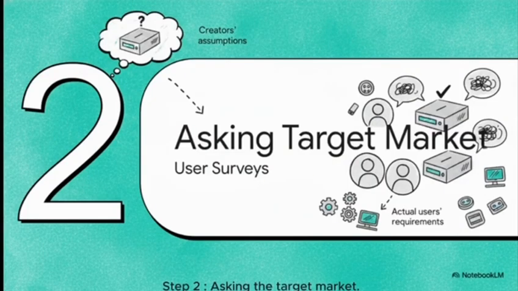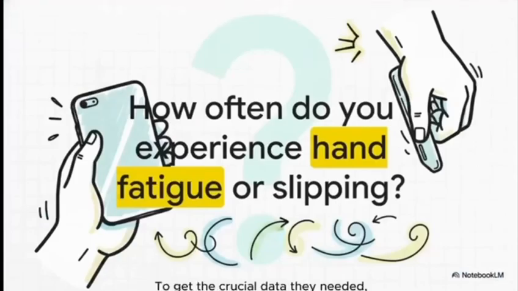Step 2. Asking the target market. To get the crucial data they needed, the creators launched a targeted Google Forms survey. They went straight to potential users and asked highly relatable questions to really understand their daily struggles. I mean, questions like, how often do you experience hand fatigue? Or how often do you deal with your phone slipping? Come on, we've all experienced that dreaded phone drop to the face while scrolling in bed.